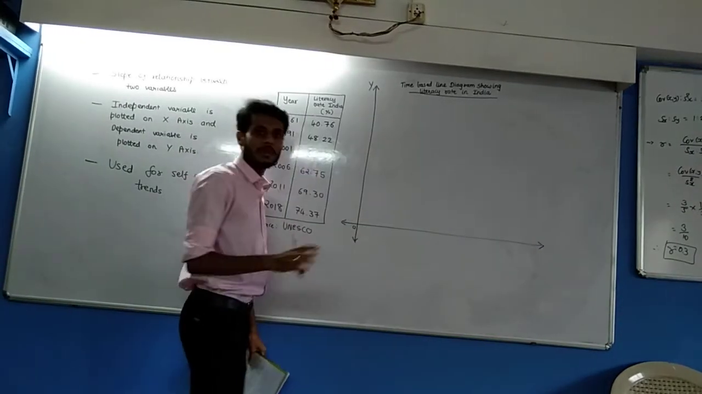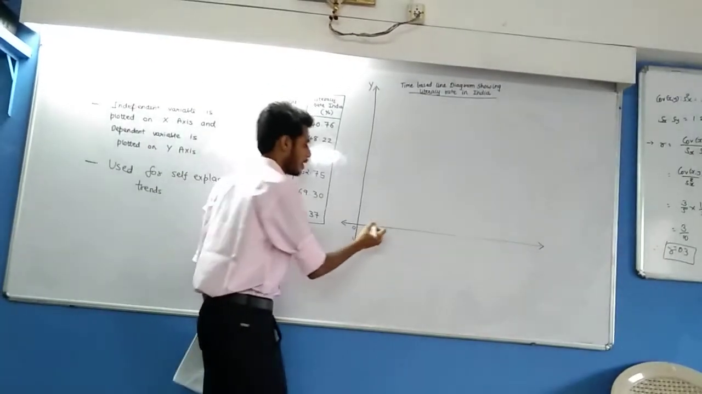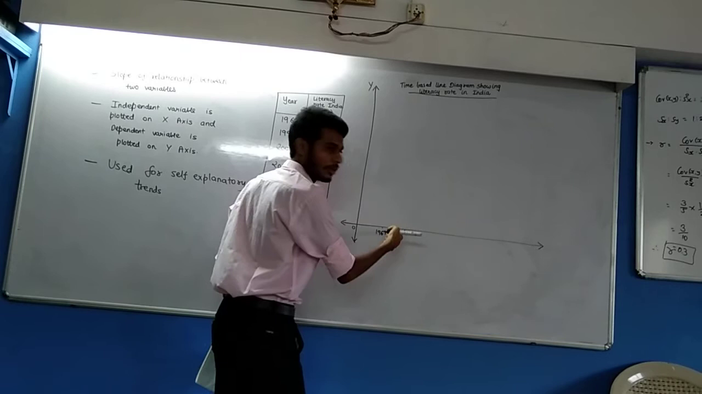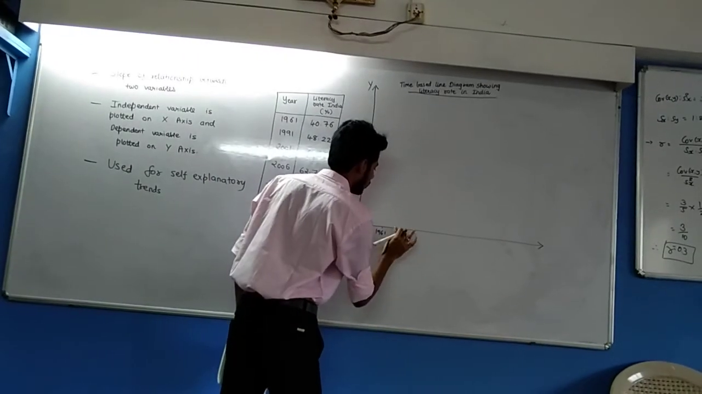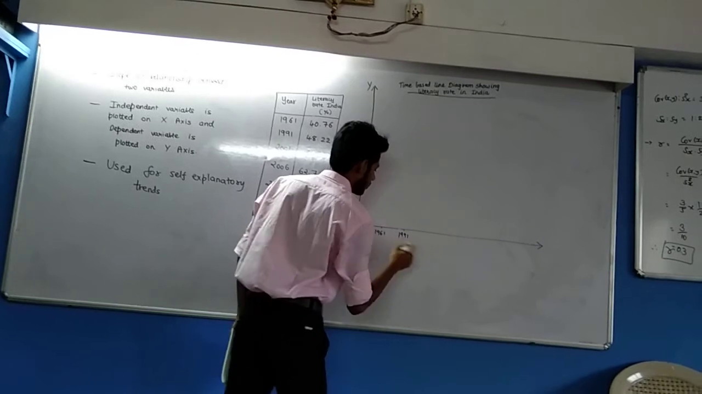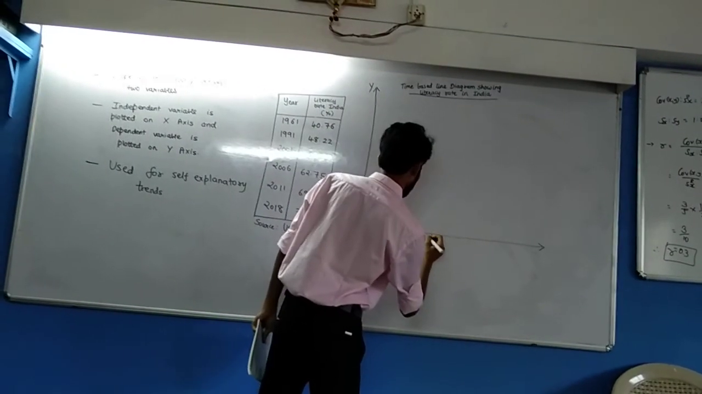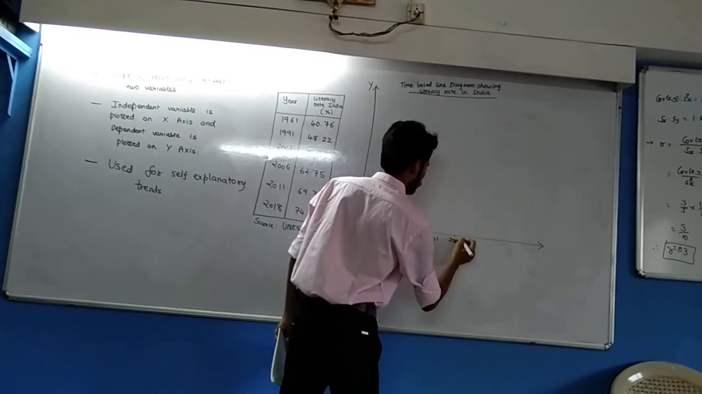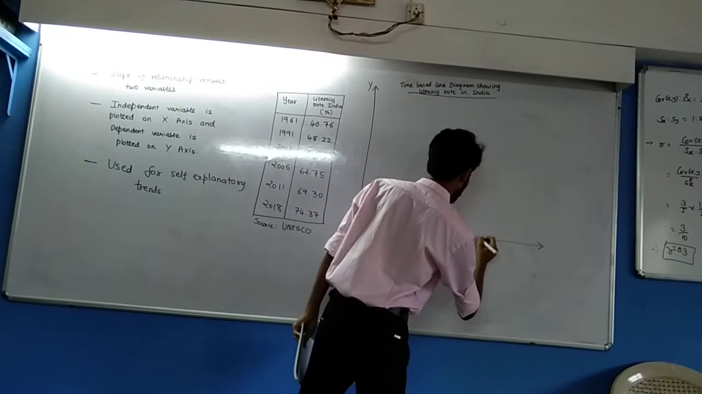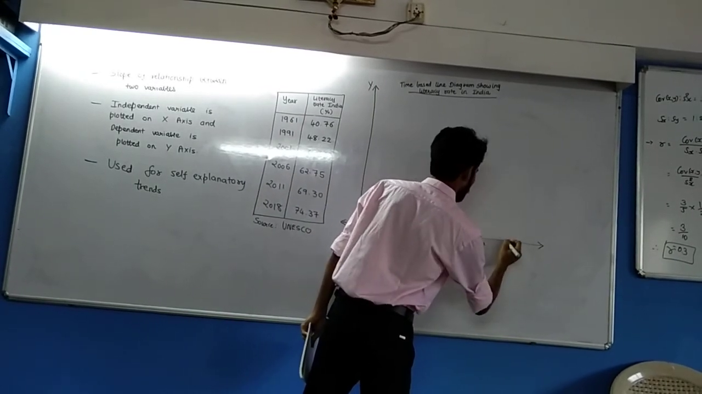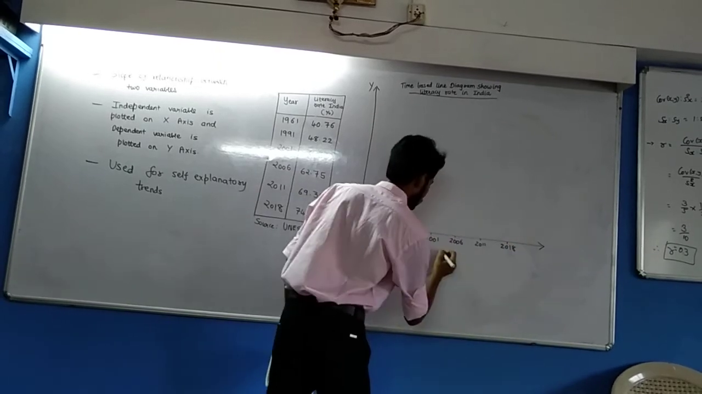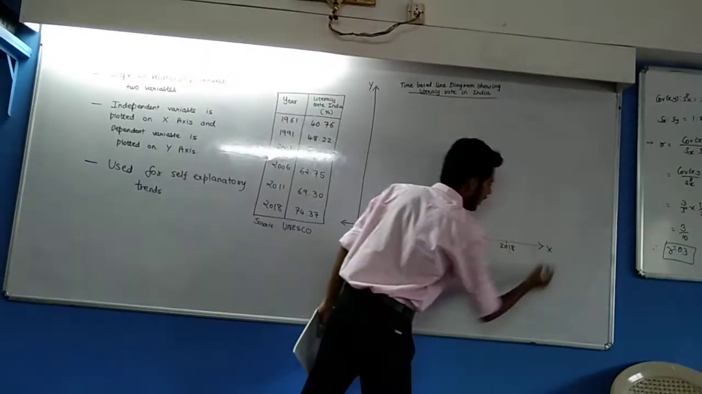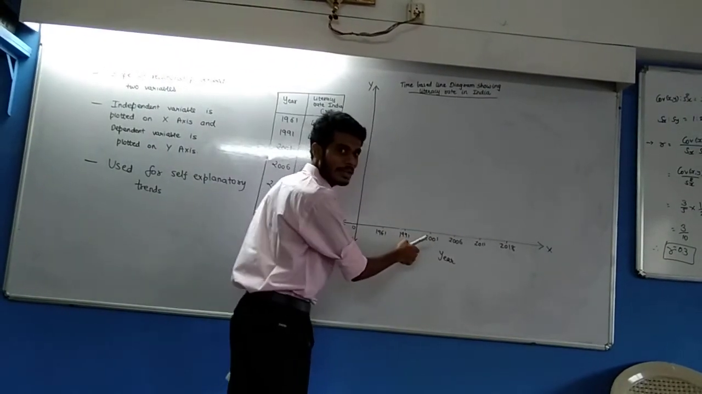I will quickly explain you how to draw a time-based line diagram. As I said earlier that you have to plot year on the x-axis. So quickly I will plot different years on the x-axis: 1961, 1991, 2001, 2006, 2018. So different years are plotted on the x-axis because they are independent variables.